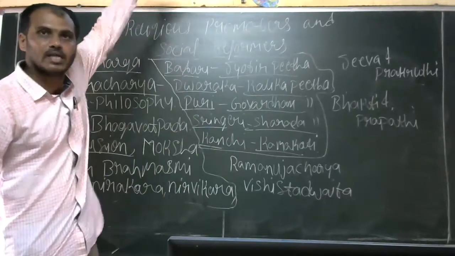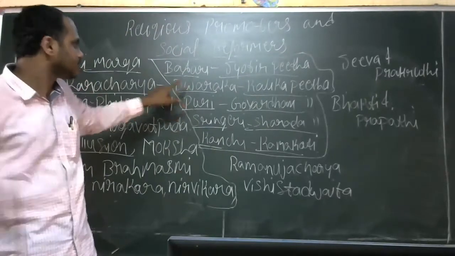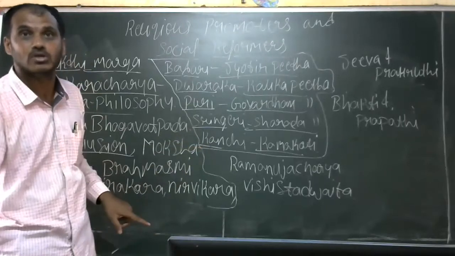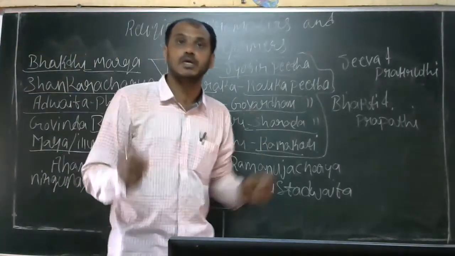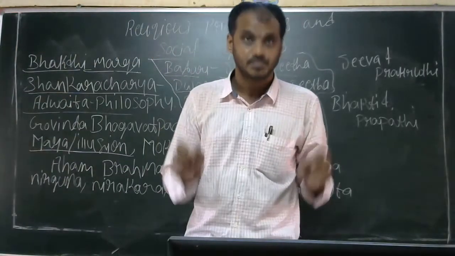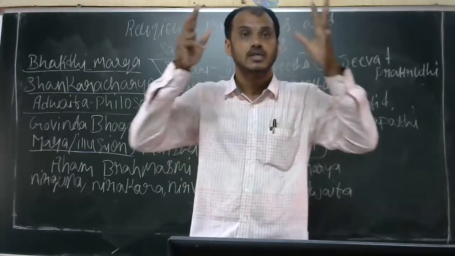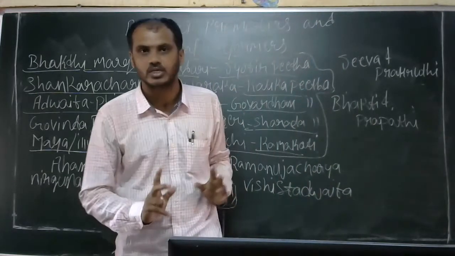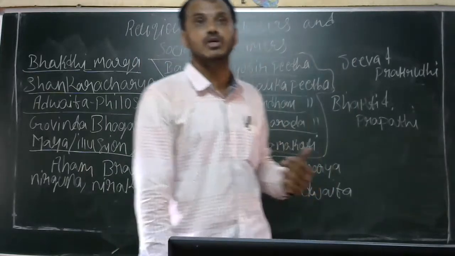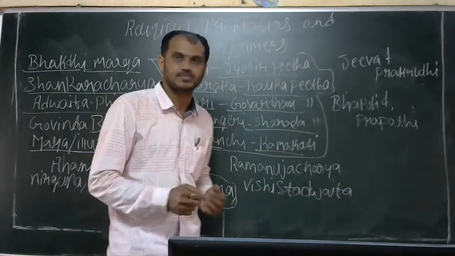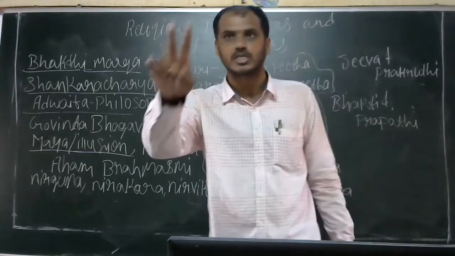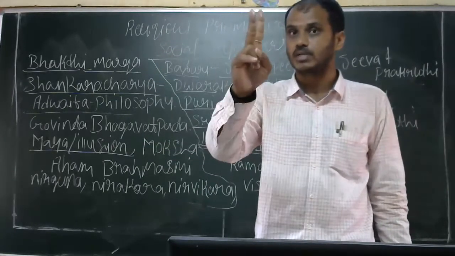Badri in the north, Dwarka in the west, Puri in the east, Sringeri and Kanchi in the south. These are the institutions established by Shankaracharya all over India to spread the message of the Advaita philosophy. So this is regarding Shankaracharya. Already I have given two questions as homework. Remember this.